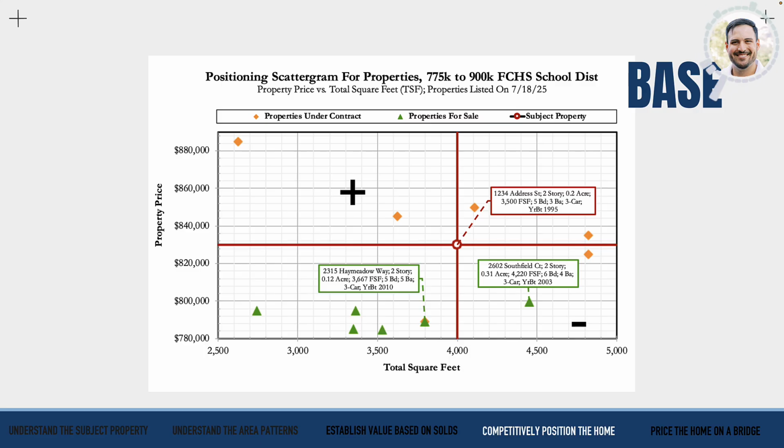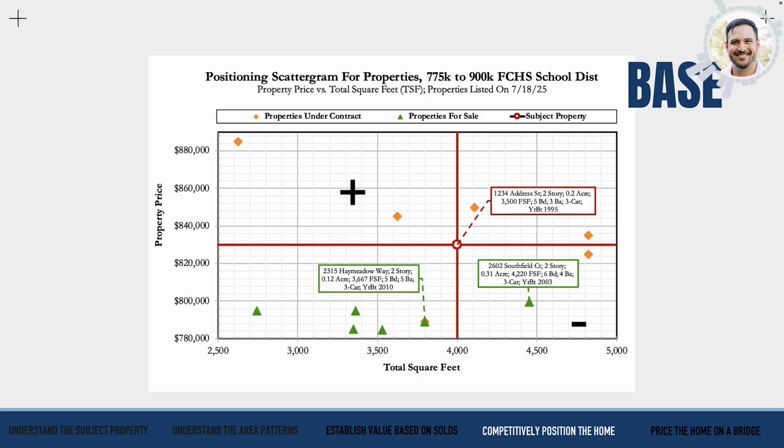Now, the corollary to that is in the bottom right where the negative is. That is a larger house for less price than us, and we have a disadvantage to that. So this house down here on Southfield Court is a larger house for less money, and it actually has more bedrooms and is a newer build than us. That's a better value for a buyer if they were looking for a house. So that house beats us currently. Remember, we need the top 40%.